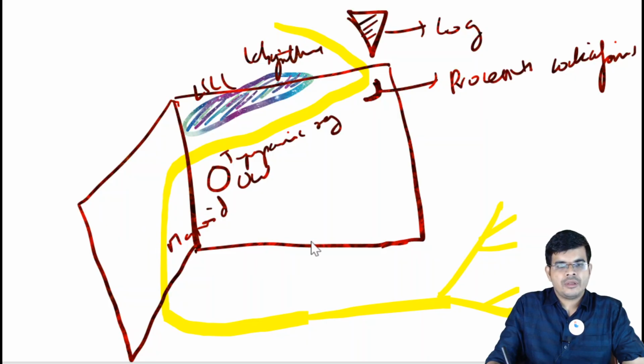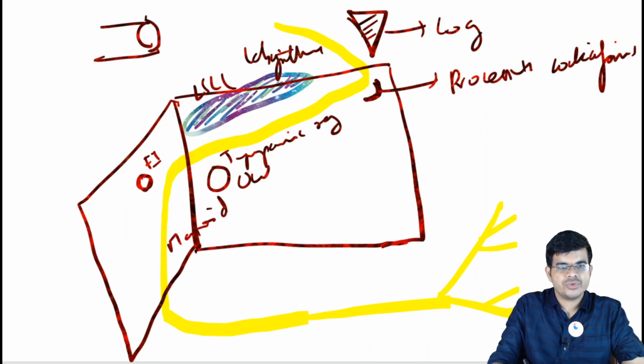and yes, there is another landmark over here, which is the short process of the incus. It is lodged in the fossa incudis. Here you have the fossa incudis, and this is how the intratemporal part of the facial nerve is seen. So here you have the facial nerve coming from the internal acoustic meatus. This is the meatal segment, and then it goes into the labyrinthine segment.